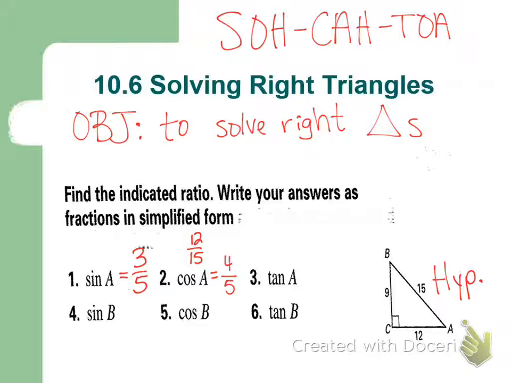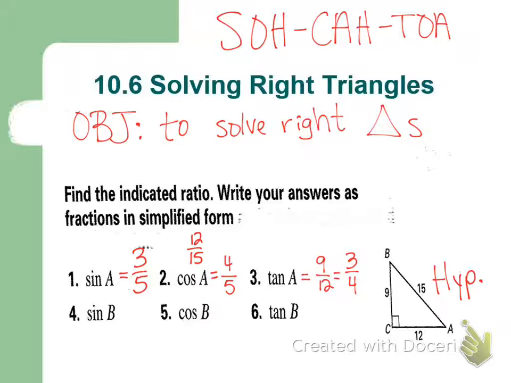Who can tell me the tangent of angle A? Good. Opposite over adjacent. 9 over 12, which reduces to be 3/4. Now, when we go through and find sine, cosine, tangent for angle B, we could reference back to the diagram, and now we're switching our viewpoint. So now the opposite side would be 12. The adjacent side would be 9. The hypotenuse is still 15.